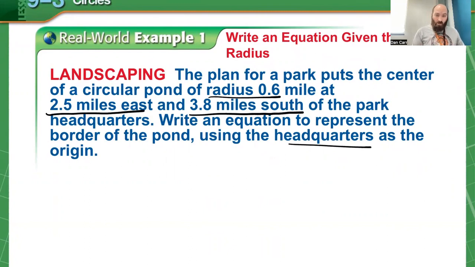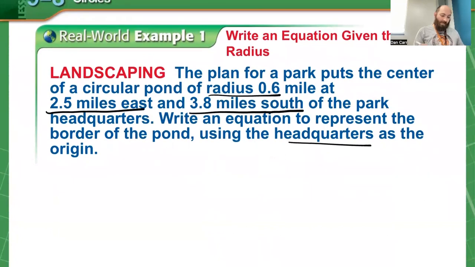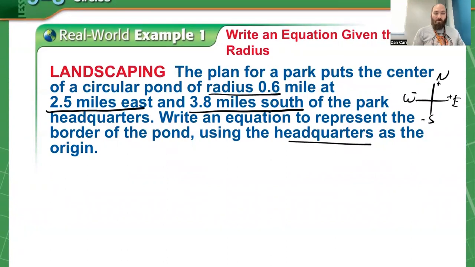So if the headquarters is the origin, we're going to look at east and south. Thinking north, south, east, west, we're basically thinking of it as a coordinate grid. We've got positive direction here, positive direction here, negative is west, negative is south. If the headquarters is at 0, 0 right here, the pond is going to be east and south, so it's going to be something like this over here.